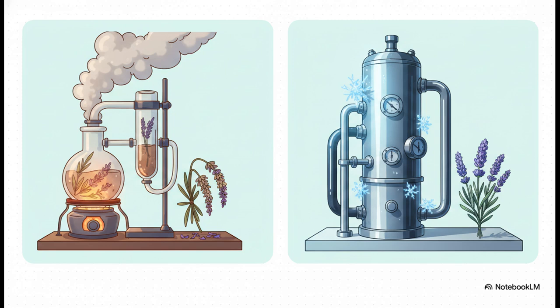But on the flip side, we have cutting-edge methods now, like supercritical CO2 extraction. This technique uses immense hydrostatic pressure and supercritical fluids to pull the essential oil out of the plant at very low temperatures. You get high-purity yields and absolutely zero damaging heat.